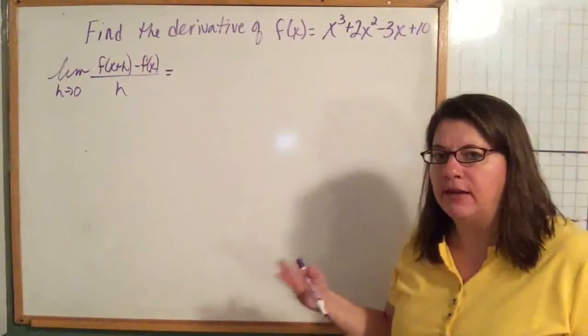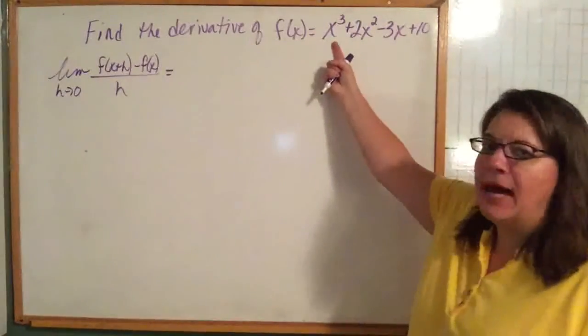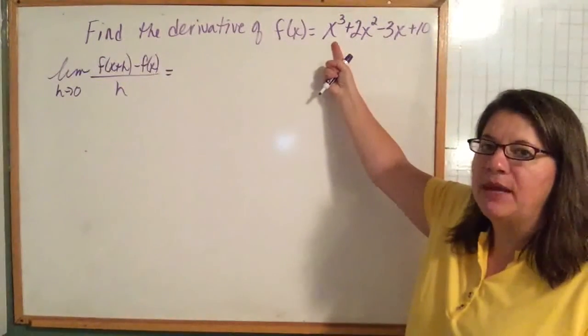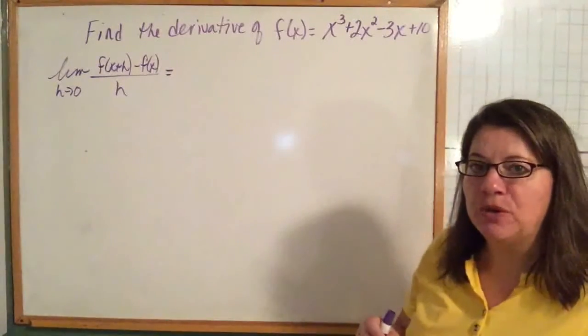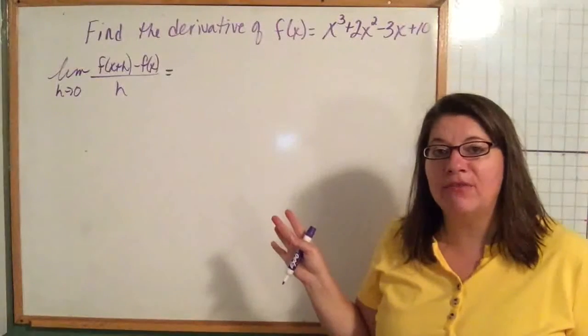You just FOIL it and it's pretty simple. Here, my highest exponent is a 3. So I wanted to make sure I showed you one that at least had one exponent higher than a 2 so that you can see why we don't use this method very often.